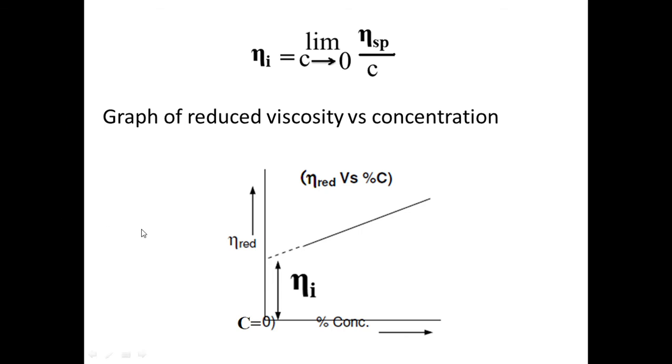Here we can see that by plotting the graph of reduced viscosity versus concentration of polymer solution, that is different percentage concentrations of solution, we get a straight line. When we extrapolate that line, it will touch the y axis. The y value that comes will give the intrinsic viscosity when concentration is 0, that is C is equal to 0.